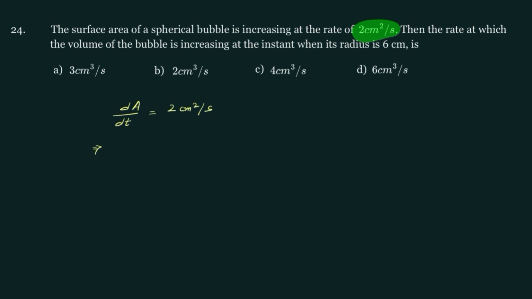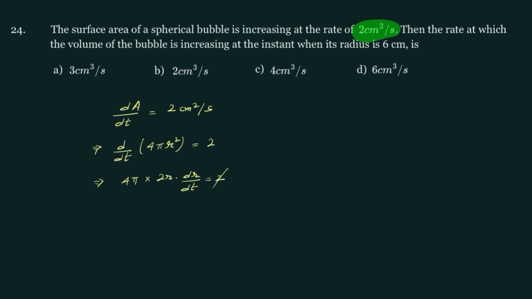Now we should know the formula of surface area of the sphere. So we can write this as d dt of surface area of the sphere, which is 4 pi r square. r is the radius of this sphere or bubble. So it will be equal to 2. Since 4 pi is constant, 4 pi will come in front. Then d dt of r square is 2r times dr by dt, equals 2.